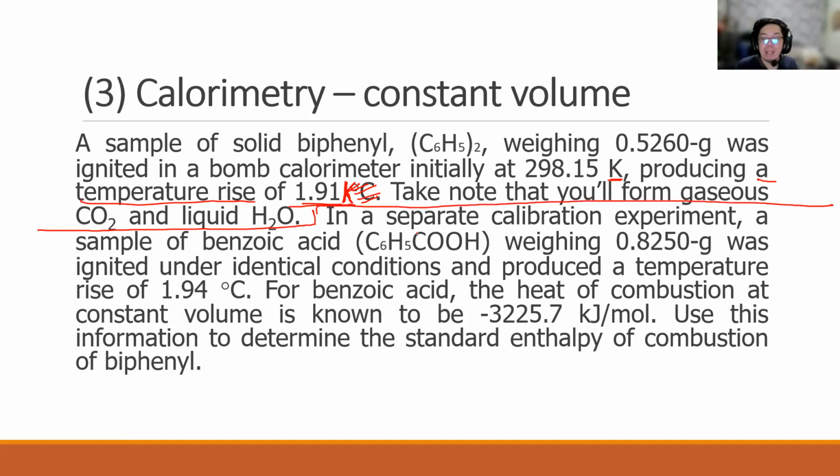So, in a separate calibration experiment, a sample of benzoic acid, C6H5COOH, weighing, that is the mass of your benzoic acid, was ignited under identical conditions and produced a temperature rise of 1.94 degrees Celsius. Whatever the unit of your temperature, that's fine. To be quick, let's just use Kelvin. For benzoic acid, the heat of combustion at constant volume is known to be negative 3225.7 kJ per mole. With this, we want to get the standard enthalpy. Please take note, delta H combustion is what you need to get here, Josh, of biphenyl.